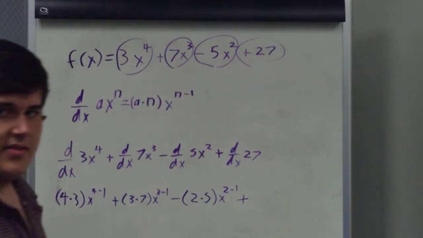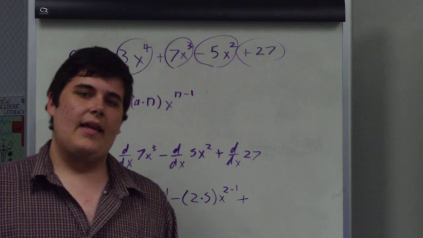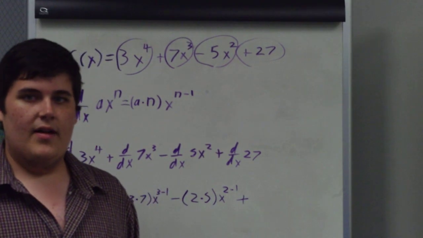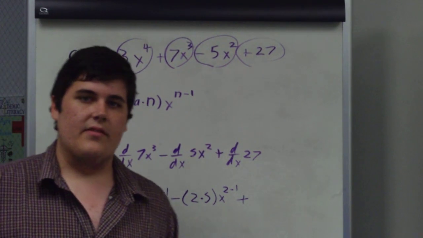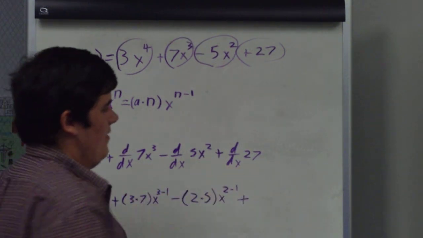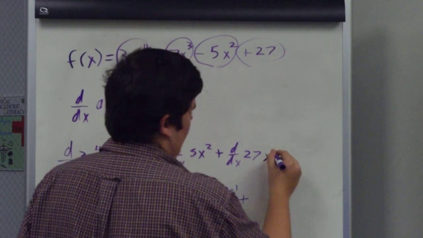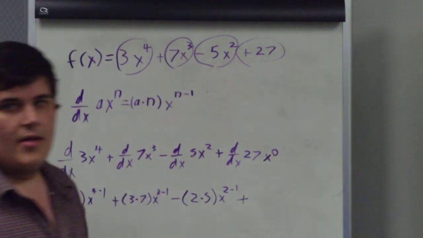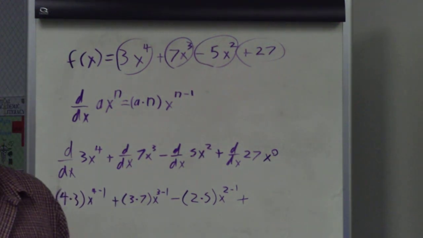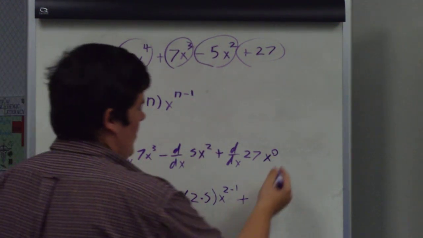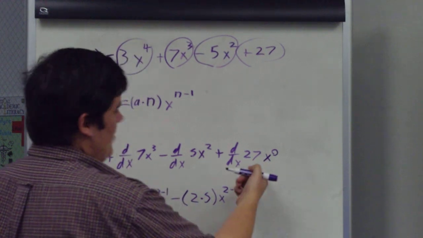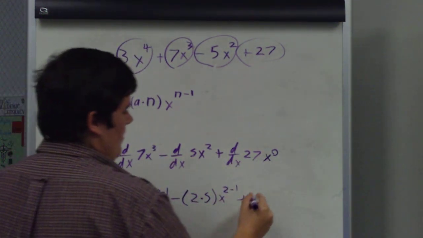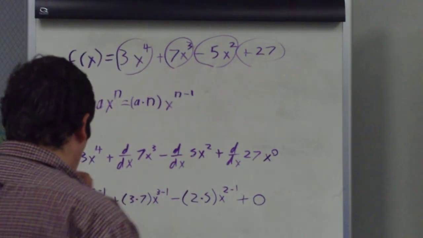Now, we didn't discuss this in our previous video, but anytime you take the derivative of a constant, it's simply going to be 0. Because this is the same thing as 27x to the 0th power, because anything to the power of 0 is simply 1. So if you multiply that 0 in front, just like you would up here, 27 times 0 is going to make the whole thing 0.